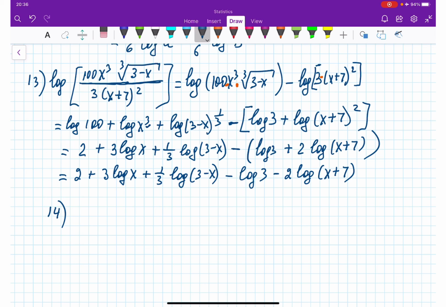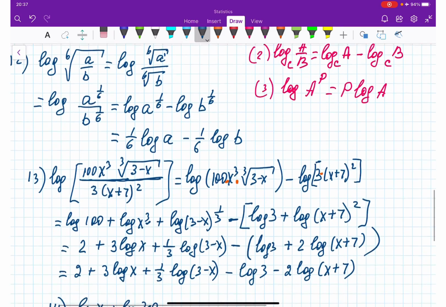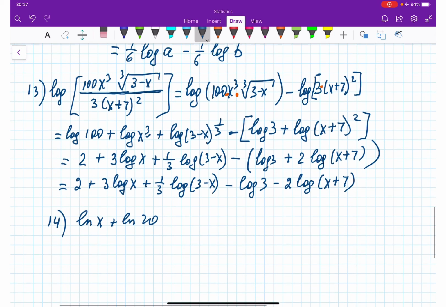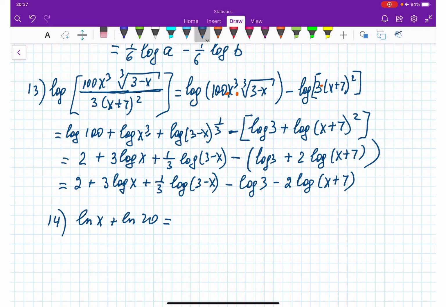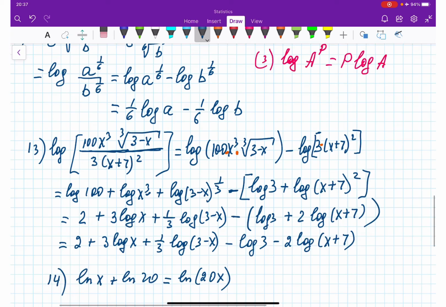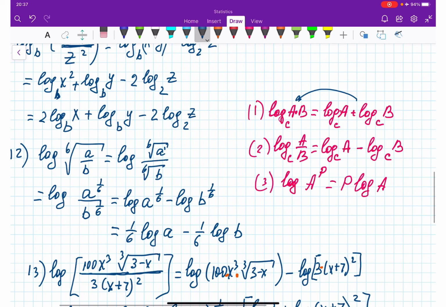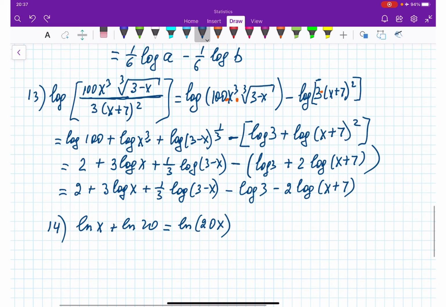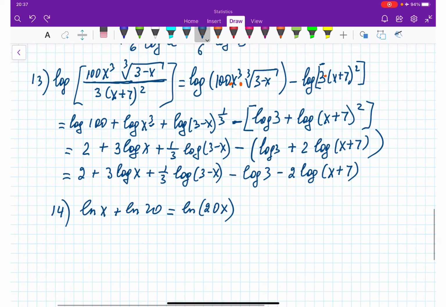Okay, question number 14. Using natural logarithm properties, we have natural log x plus natural log 20. So we are using the same properties of addition. If we have multiplication, it will be converted into addition, so going backwards it's going to be natural log of 20 times x, which is 20x. So from addition, we're coming backwards to multiplication. When the base is the same, do we have the same base? Yes. Both of them are natural log.